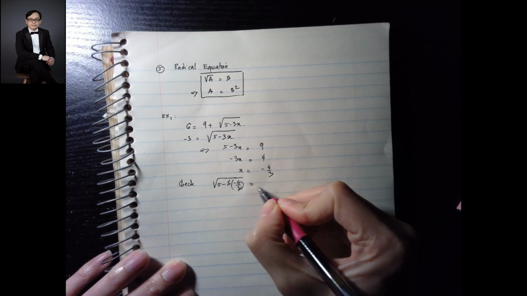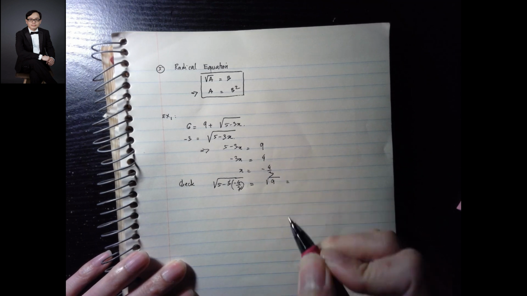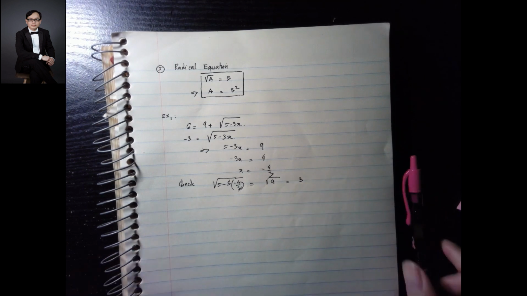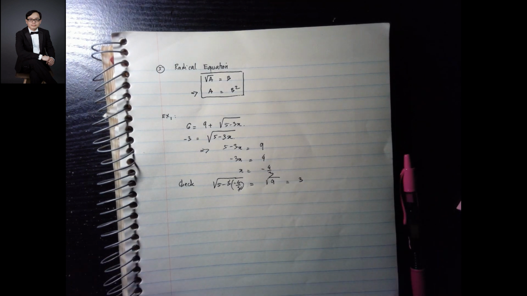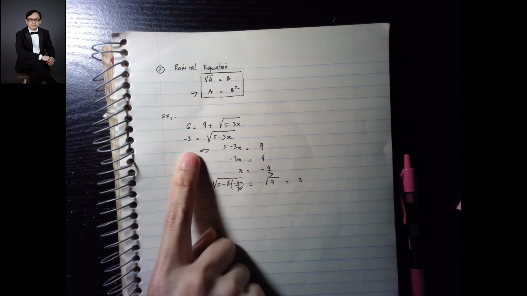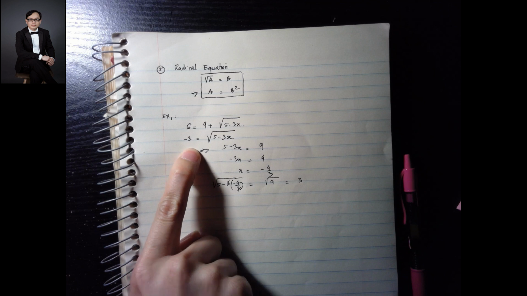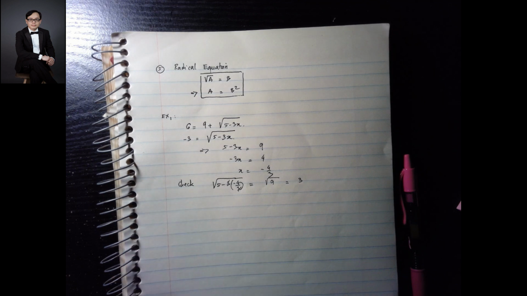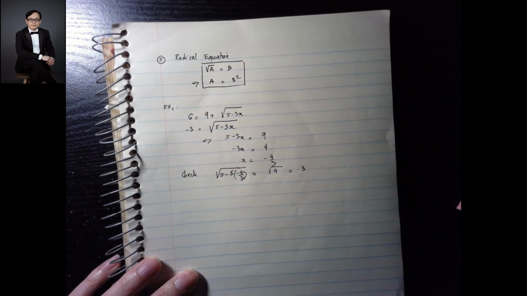It gives you, canceling that, square root of 9, and square root of 9 gives you 3, and you see that we don't have a solution here, right? Because square root of 9 equals 3, and it's not the same as the left-hand side, negative 3. So I can conclude that this equation has no solution.